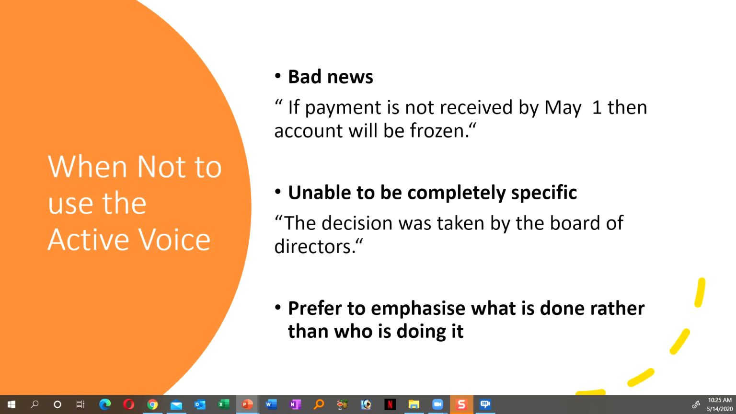So, unable to be completely specific: the decision was taken by the board of directors. So instead of saying the board of directors took or made a decision, you're basically deflecting it, and you're saying the decision was taken by the board of directors. So this is also the passive voice. So I prefer to emphasize what is done rather than who is doing it. That's a big difference.